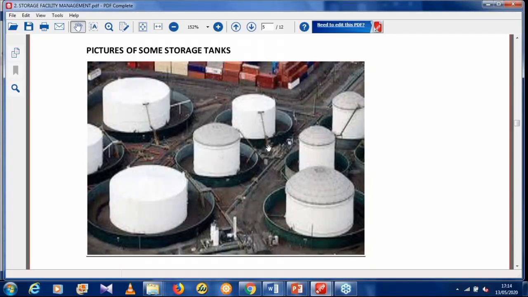Bond walls must be designed in such a way that they will take 110% of the volume of this vessel. Why do we have to design it that way? Peradventure, there is a loss of containment.